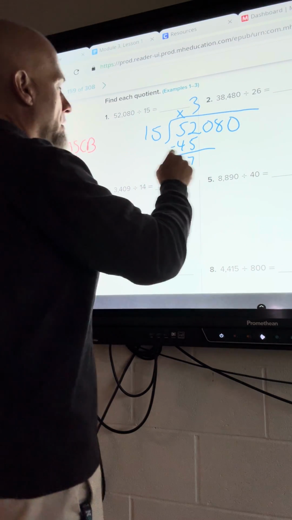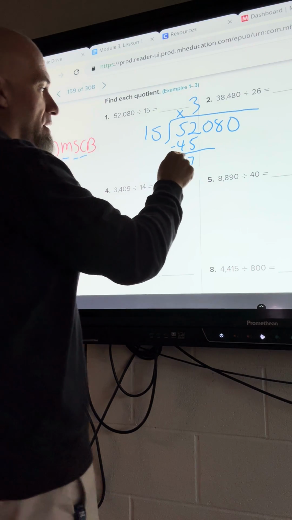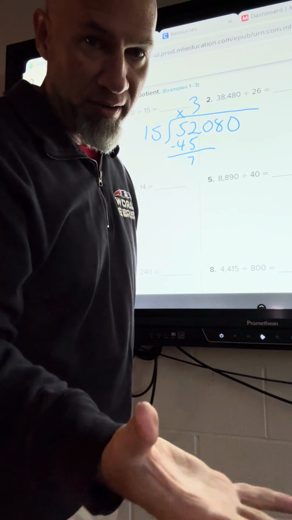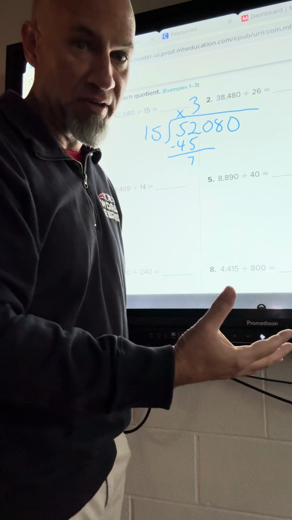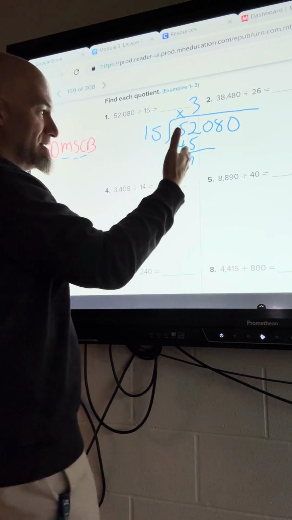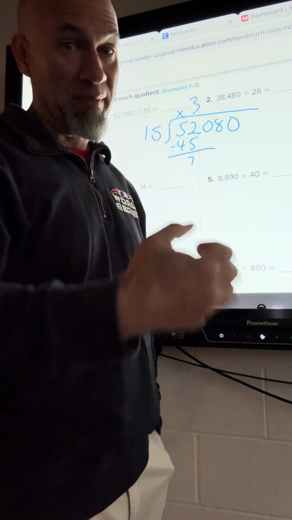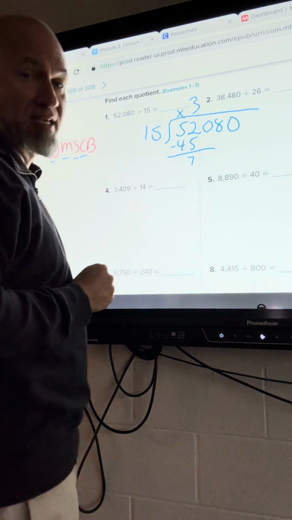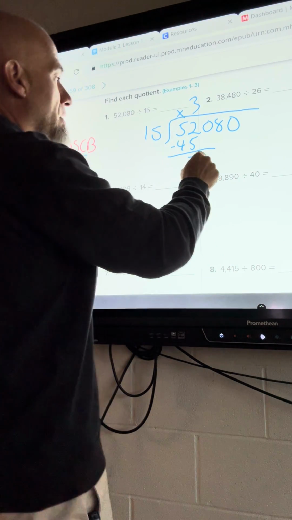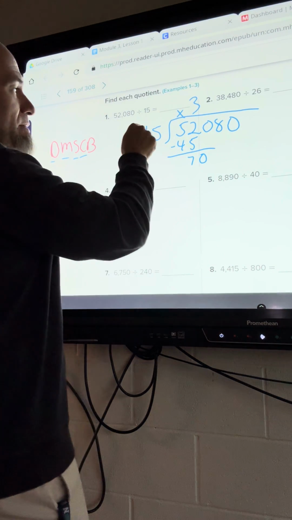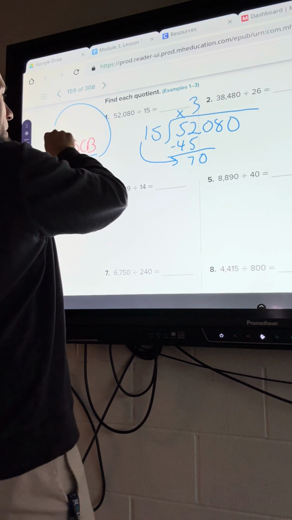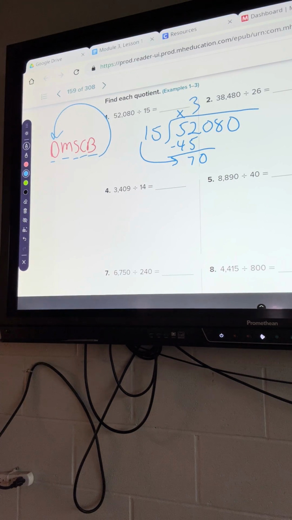All right, now after we subtract, we have to make sure that our difference is going to be smaller than our divisor. If it's the same size as our divisor or greater, that means we have not divided our number enough. Okay, it means our quotient is not big enough. So now we bring down the 0, and now we see how many 15s fit into 70. So after we bring down the 0, we go back to the top and start with our dividing again.